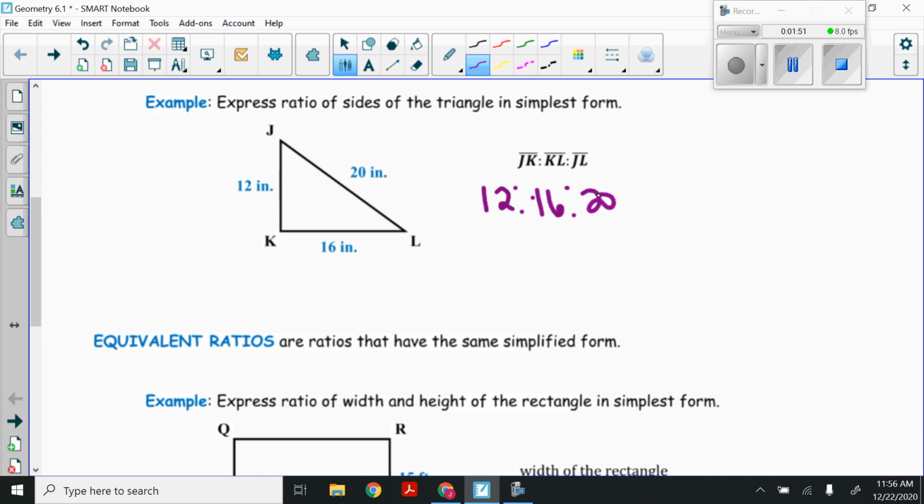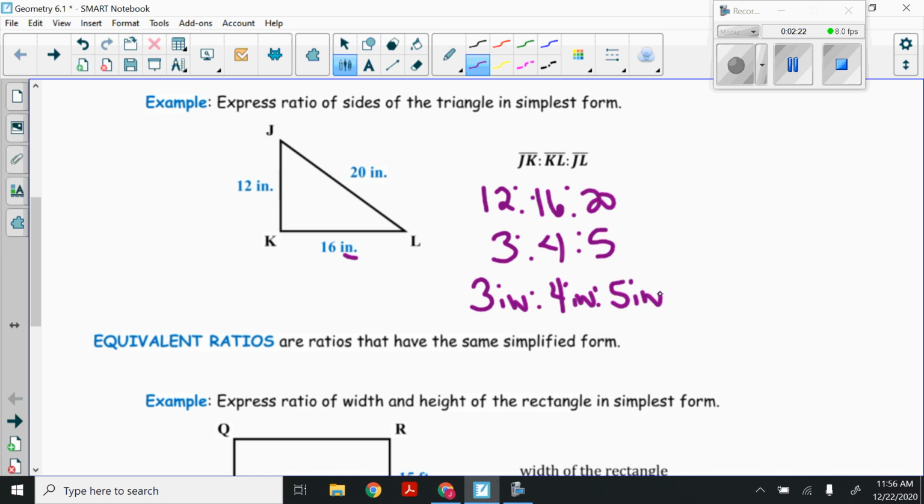But we're not going to leave our ratio like this because we always put it in simplest form. So we look at 12, 16, and 20. What's the biggest number they all have in common? I can take a 4 out of everything. 4 out of 12 leaves us with 3, 4 out of 16 leaves us with 4, and 4 out of 20 leaves us with 5. So our ratio, because they gave me units, is going to be 3 inches to 4 inches to 5 inches. There's the ratio of the sides of triangle JKL in simplest form.